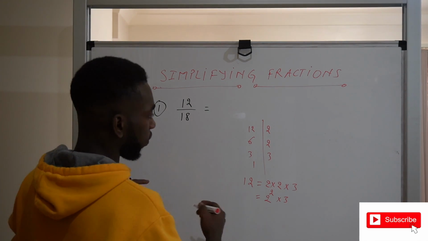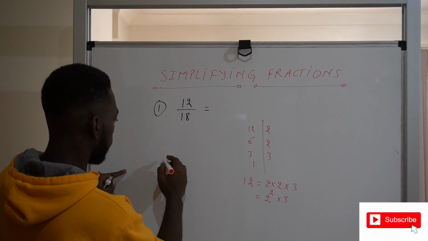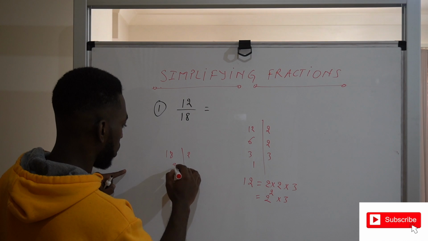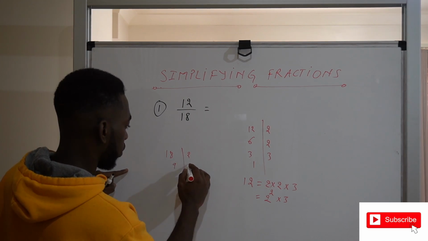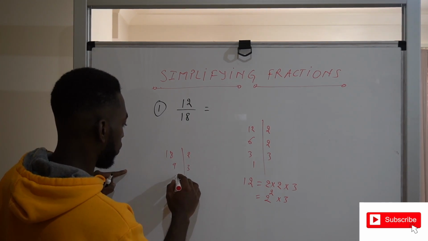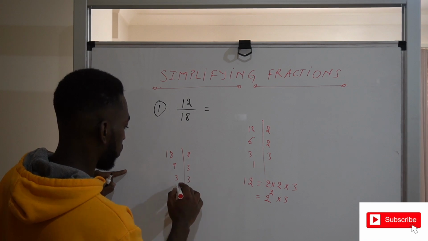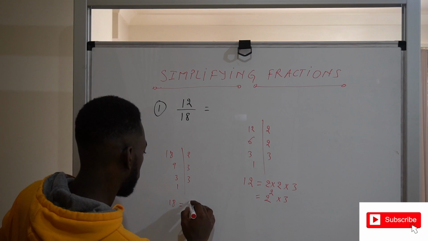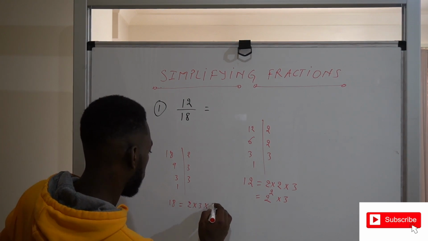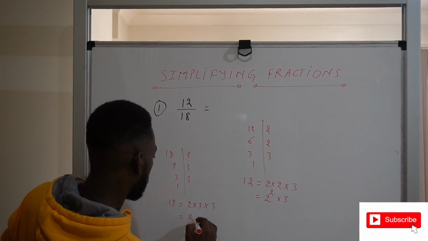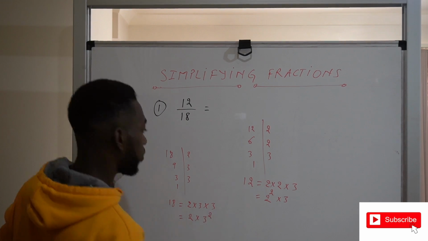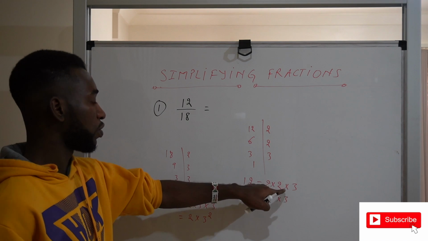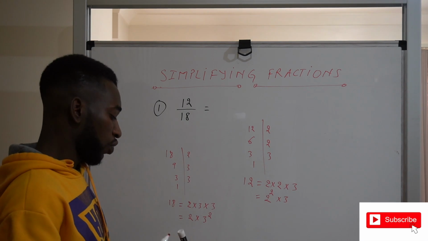So if I do the same thing for 18, we'll have 18, 2, 9, 3, 3, 3, 1. And then we have 18 is the same as 2 times 3 times 3, which is the same as 2 times 3 squared. So these are the factors of 18 and those ones are the factors of 12.